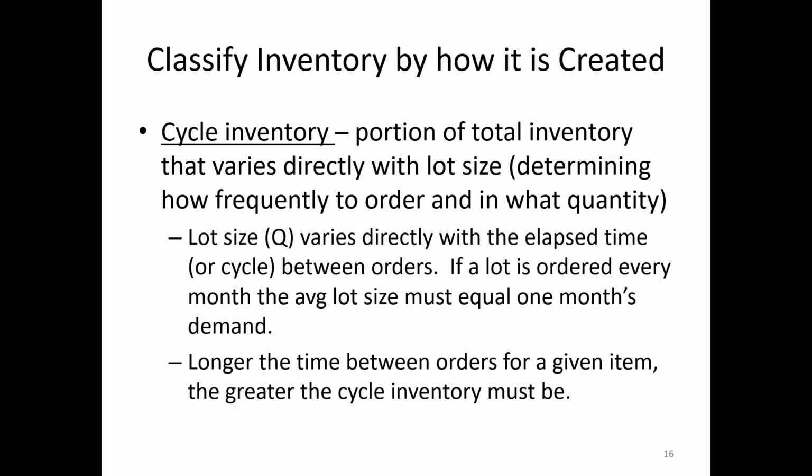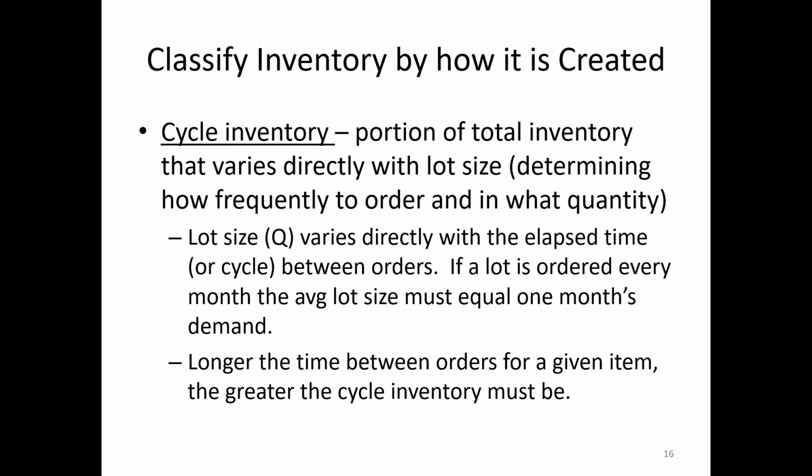A few more definitions, a little bit of terminology here, just so that we get the lingo and so we understand the relationships. Remember, it's the relationships that are key here. So we classify inventory into two big categories: cycle inventory and safety stock inventory. Cycle inventory is the amount of inventory that varies directly with lot size. Lot size is just a way of saying order size.